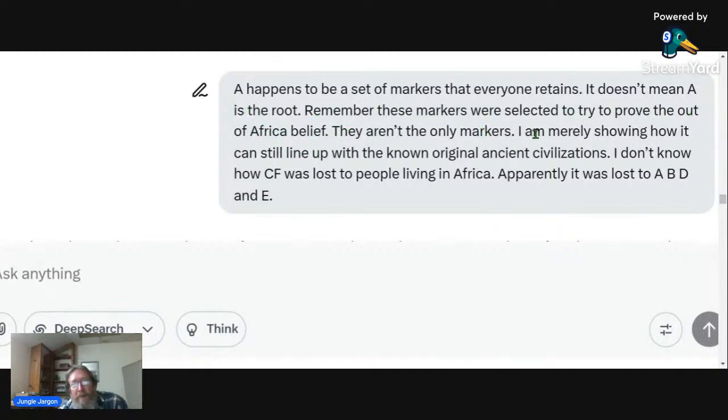Remember, these markers were selected to try to prove the out of Africa belief. They aren't the only markers. I'm merely showing how it can still line up with the known original ancient civilizations. I don't know how CF was lost to people living in Africa. Apparently, it was lost to A, B, D, and E.